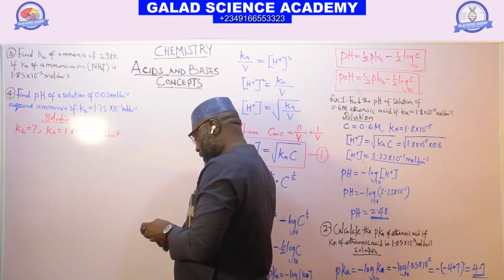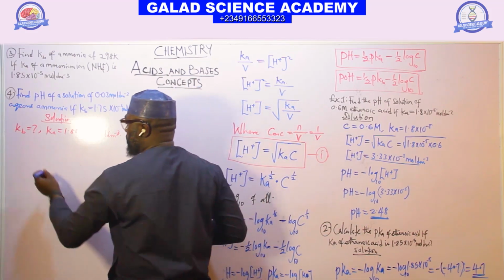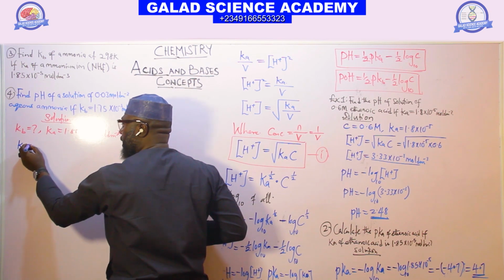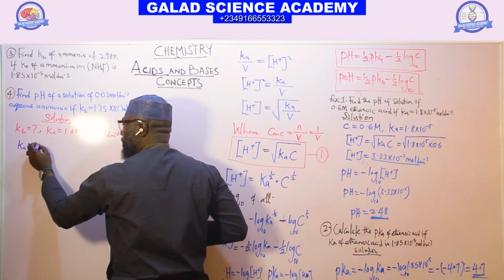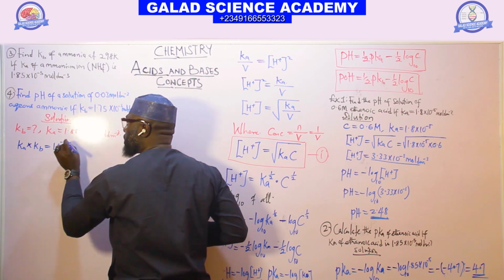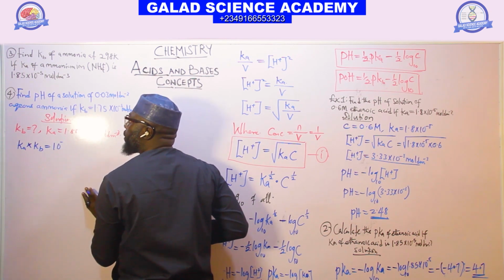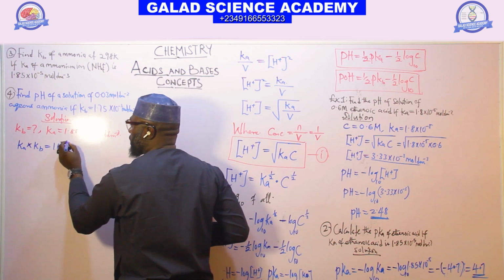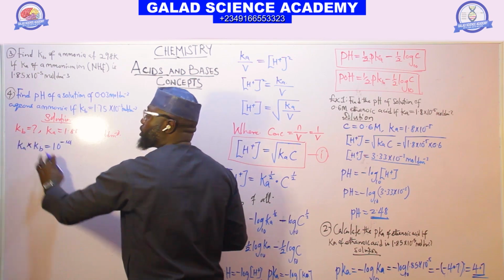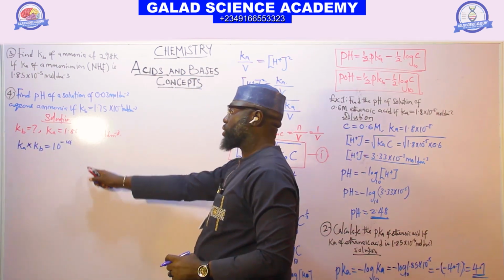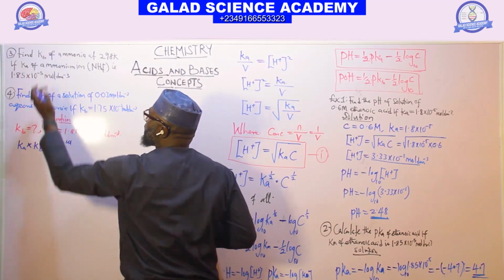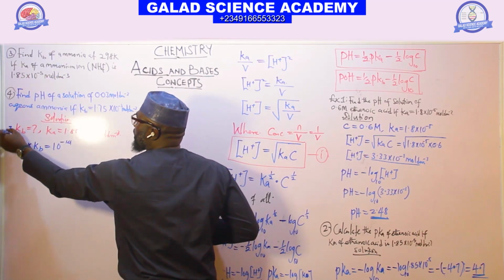So in this case, we can use a formula: Ka times Kb equals 10 raised to the power minus 14. I forgot to write this formula down earlier. So this is the formula we apply, because we are looking for Kb for question number 3.